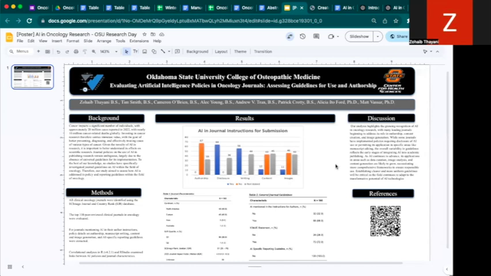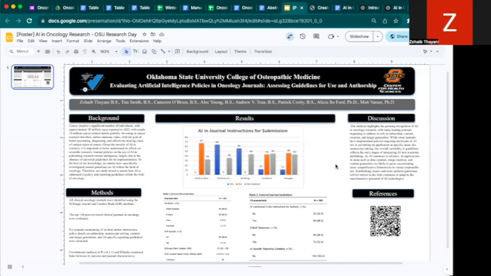So overall, we see that there is a lot of mixed information about whether or not AI can be used, and it varies throughout the journals as well. It looks like most of the time you can use it to help with your writing, polish the writing, but essentially it stops there. Whereas another two-thirds are also saying that you cannot list it for authorship.